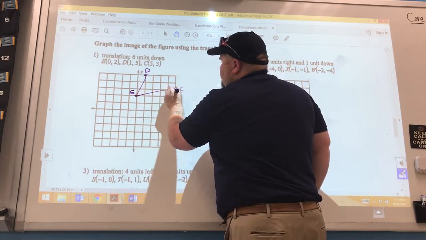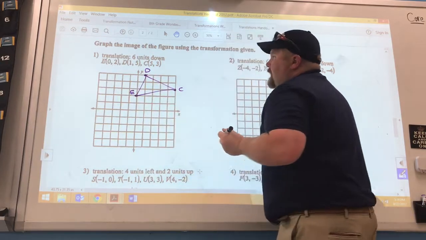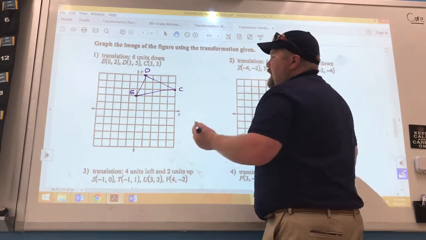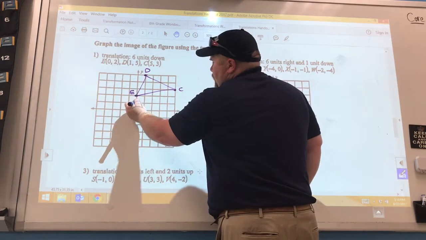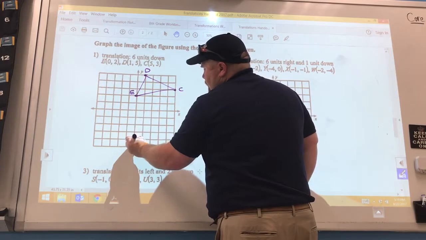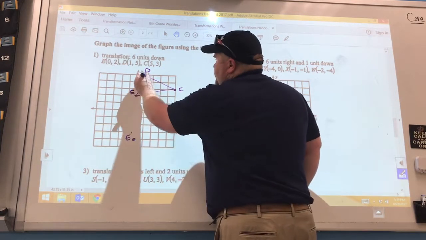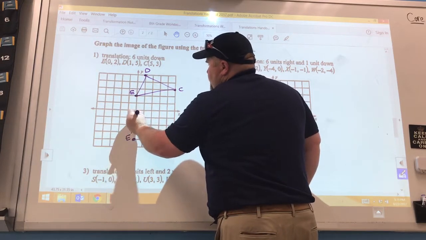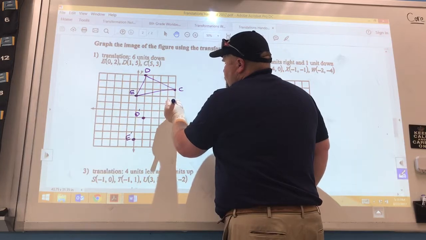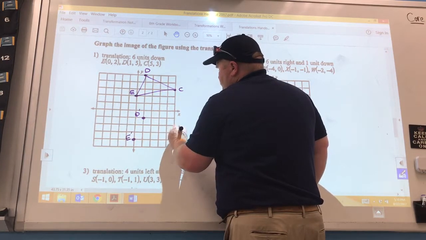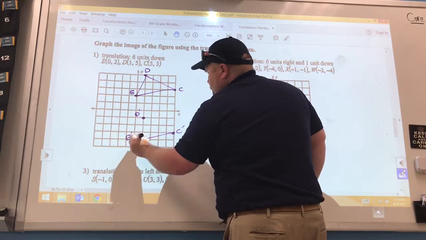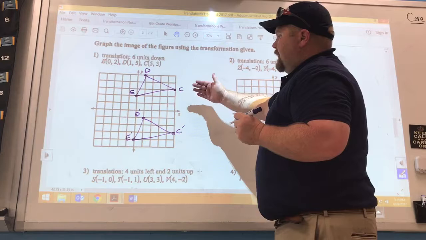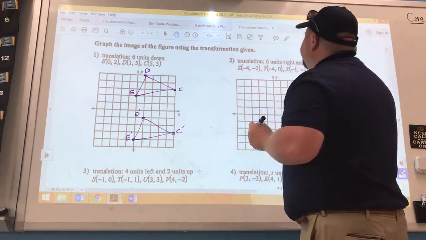So we're just going to connect the dots here. We know we have a triangle. All right, and at this point we have the original pre-image. Now we need to translate it, and it says 6 units down. So do that one point at a time. 1, 2, 3, 4, 5, 6. This will be E prime. 1, 2, 3, 4, 5, 6. That will be D prime. 1, 2, 3, 4, 5, 6. And that point will be C prime. And we should have a matching triangle. It's been translated from the original 6 units down.